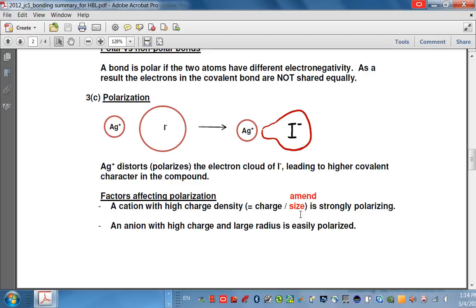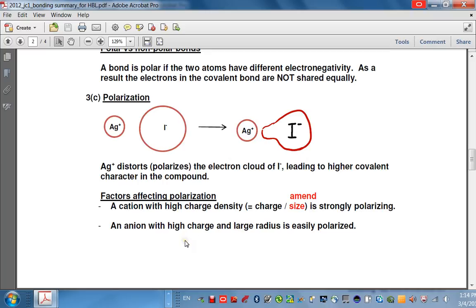So basically charge density tells you how concentrated the charge is. For example, you can have two ions with the same charge, but the smaller ion will have a higher charge density. In other words, the charge is more concentrated in a smaller ion. I think this one is really quite intuitive. If the cation has a higher charge density, the charge is more concentrated, it will be able to attract or polarize the electron cloud of the anion more easily.